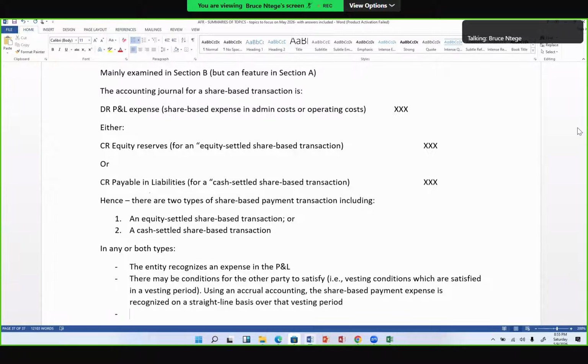Another is at what amount of measure does an entity allocate or recognize or account, let's say compute, measure the amount of that share-based payment expense. So the question is at what amount?